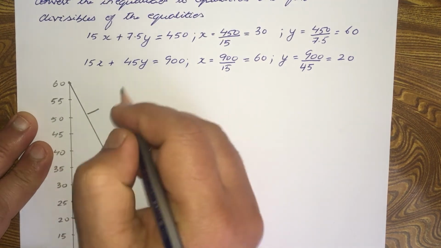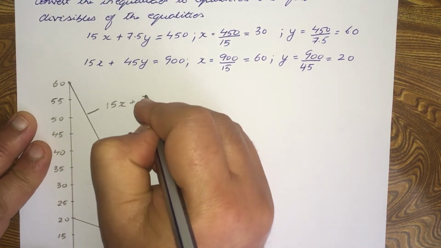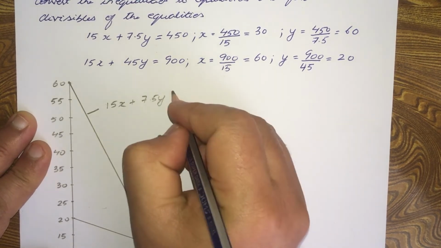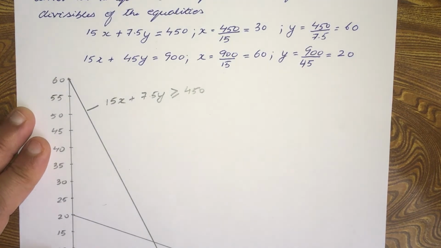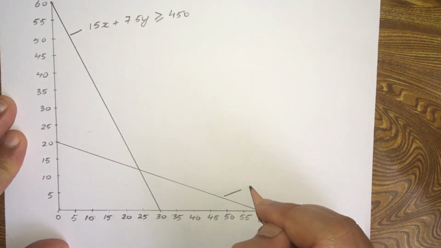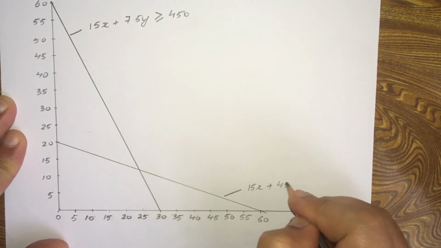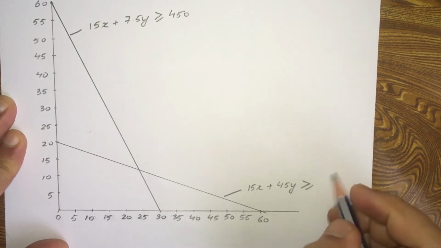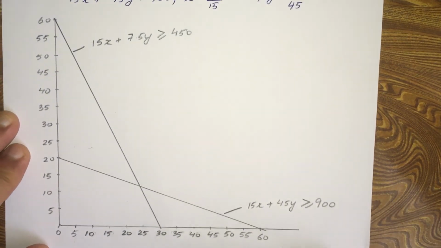So this is your 15x plus 7.5y equal to or greater than 450. That's your first constraint. And this is your second constraint: 15x plus 45y equal to or greater than 900.